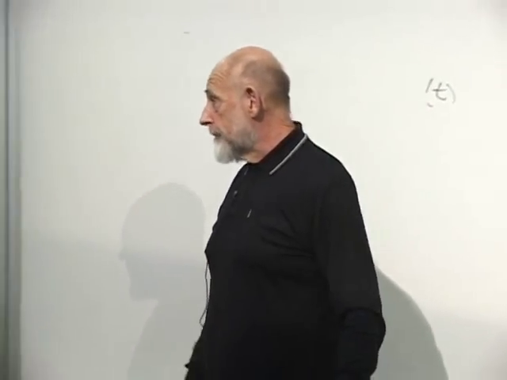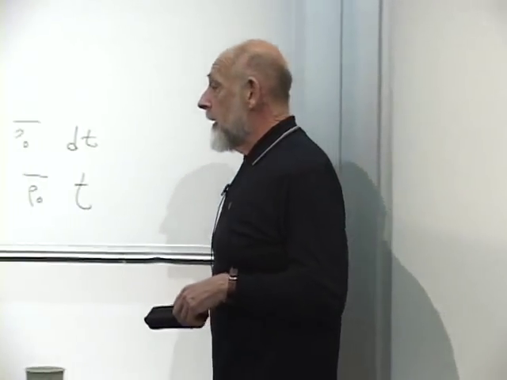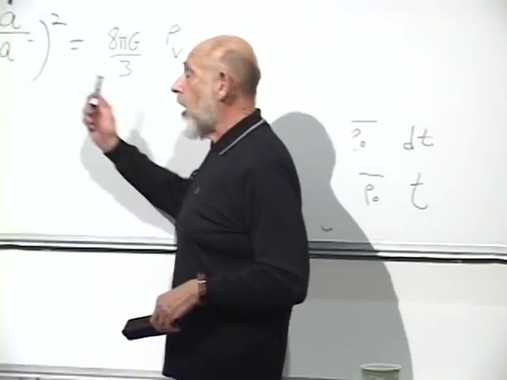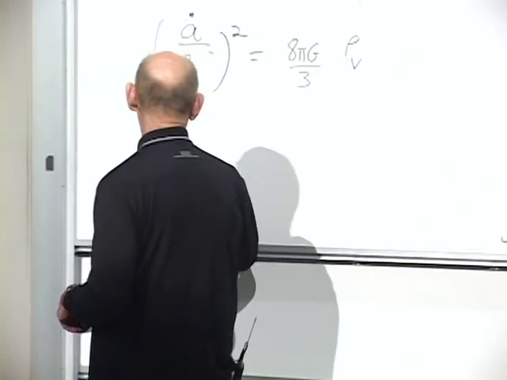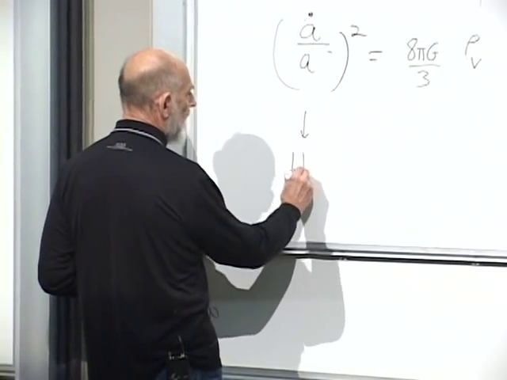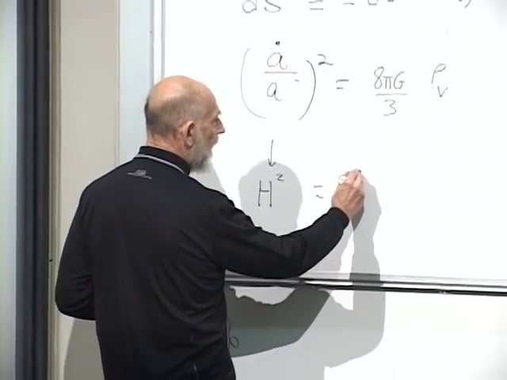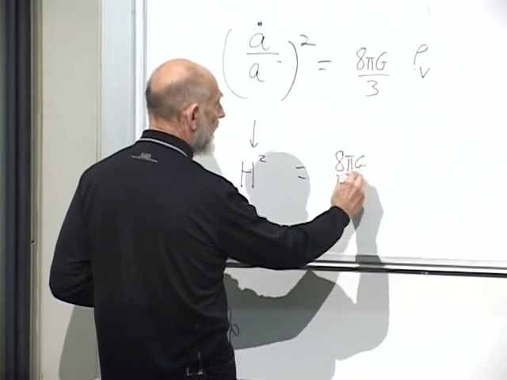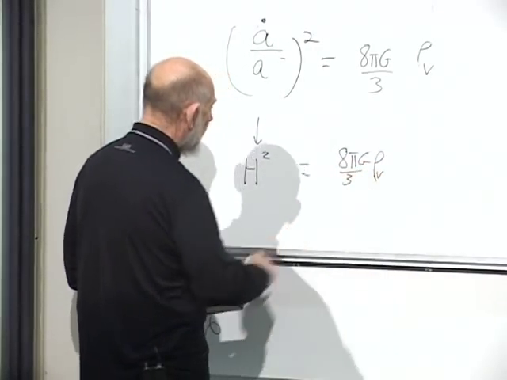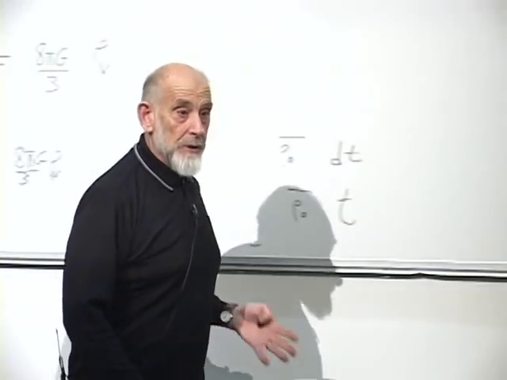Now, first of all, if this is correct, then one thing it says is that the Hubble constant, A dot over A, is the Hubble constant. It says also H squared, or H also, is 8 pi G over 3 times the vacuum energy, that this doesn't change with time. Remember what the Hubble constant is.